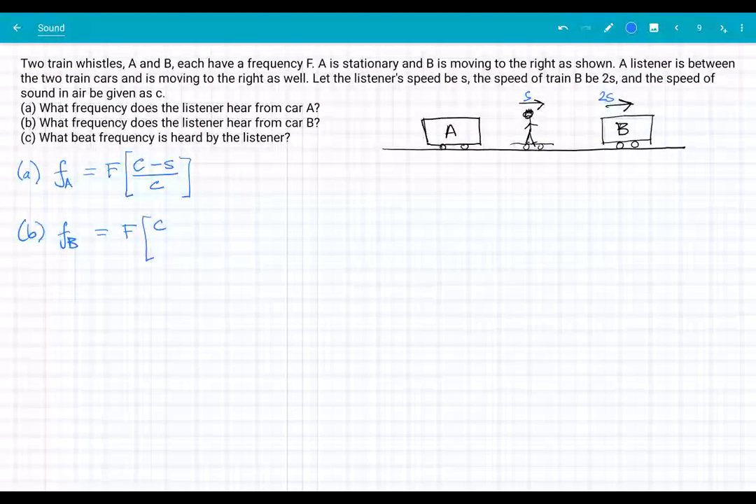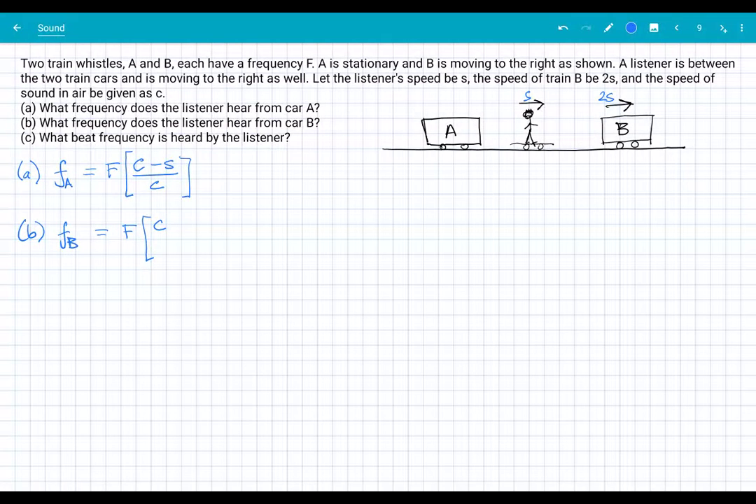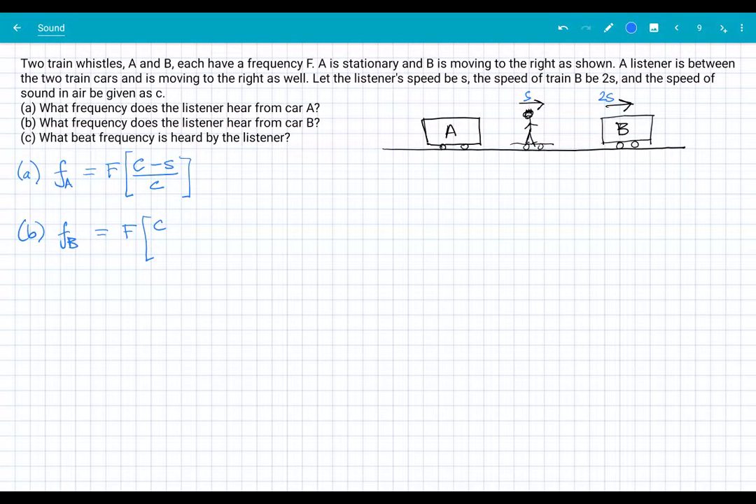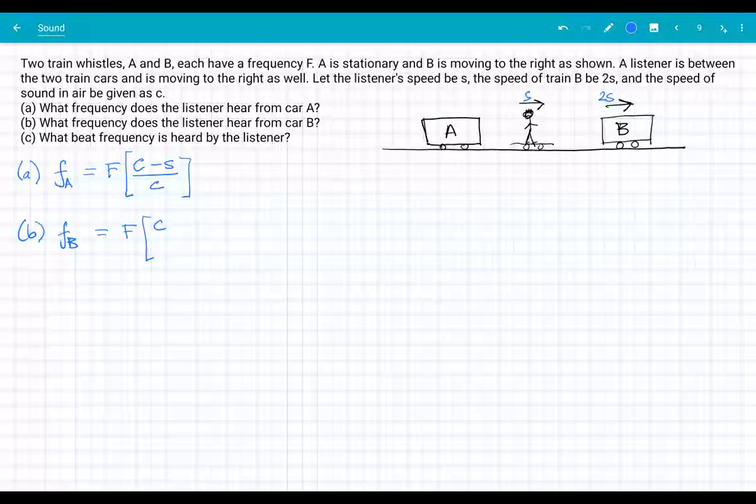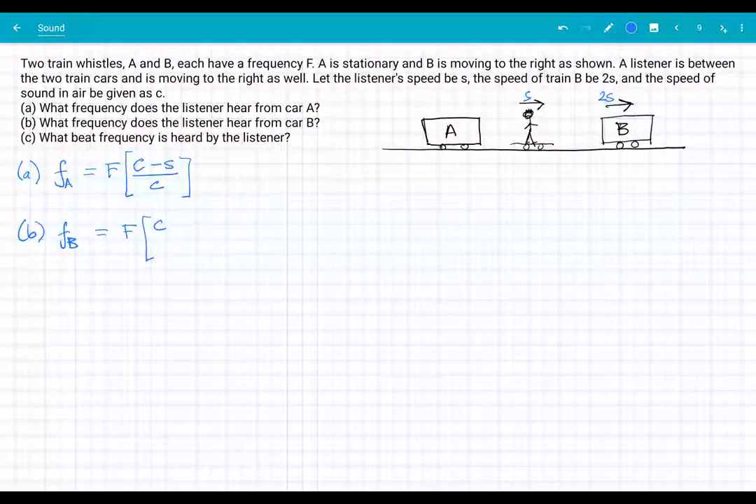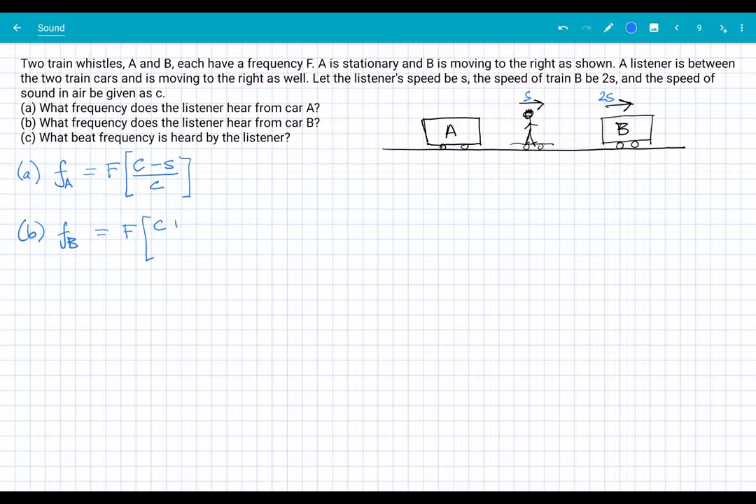Now you might say, yeah, but the observer is traveling more slowly. The observer is never going to catch up with car B. It doesn't matter. You just look at the direction. Is the observer moving toward or away from? It doesn't matter if the observer is ever going to catch the source. So since the observer is moving toward the car, the effect of that observer's motion is going to be to increase the perceived frequency. So I choose a positive sign here.